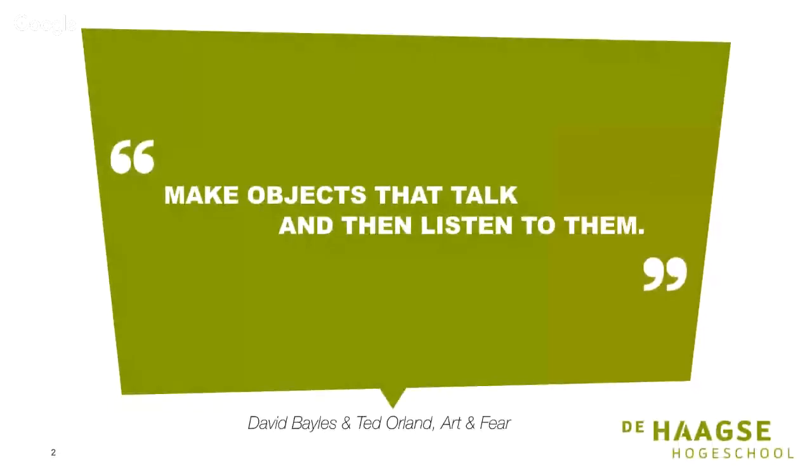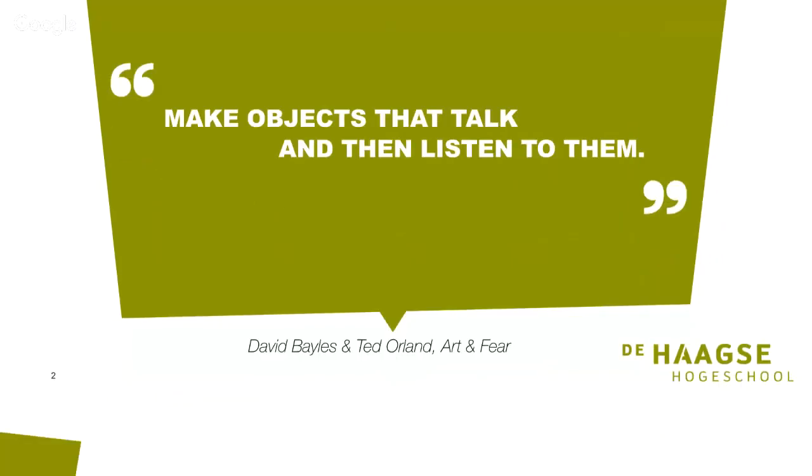Okay, so why do we make these prototypes of our systems? Here we have a quote from an artist: make objects that talk and then listen to them. This is basically what we're going to do. We're going to make some kind of an artifact, some kind of an object that represents our final system, and then it will start telling us what is actually going to happen, what our final system is going to do when we actually give it to the world.